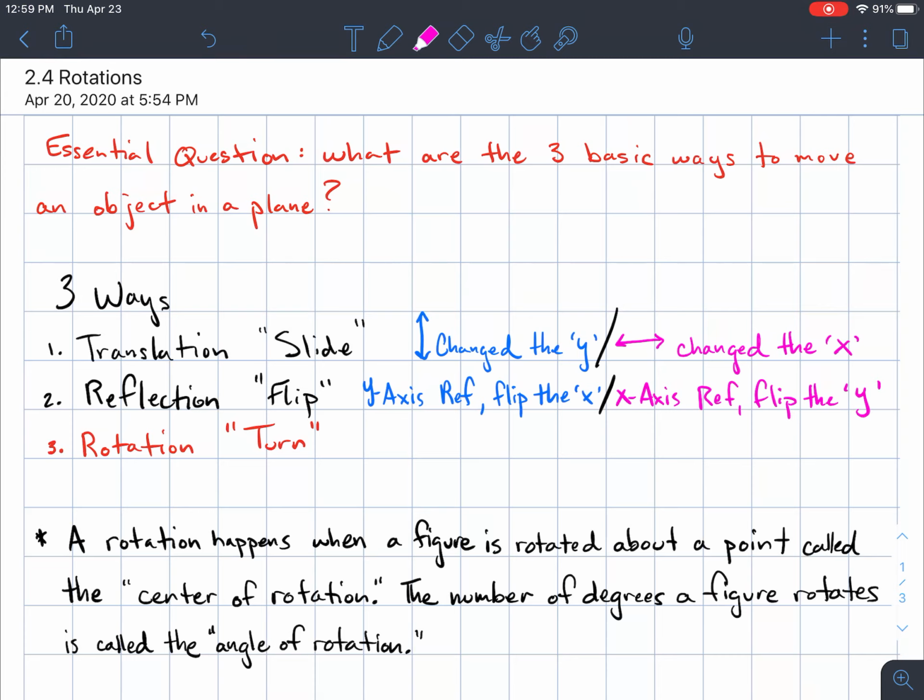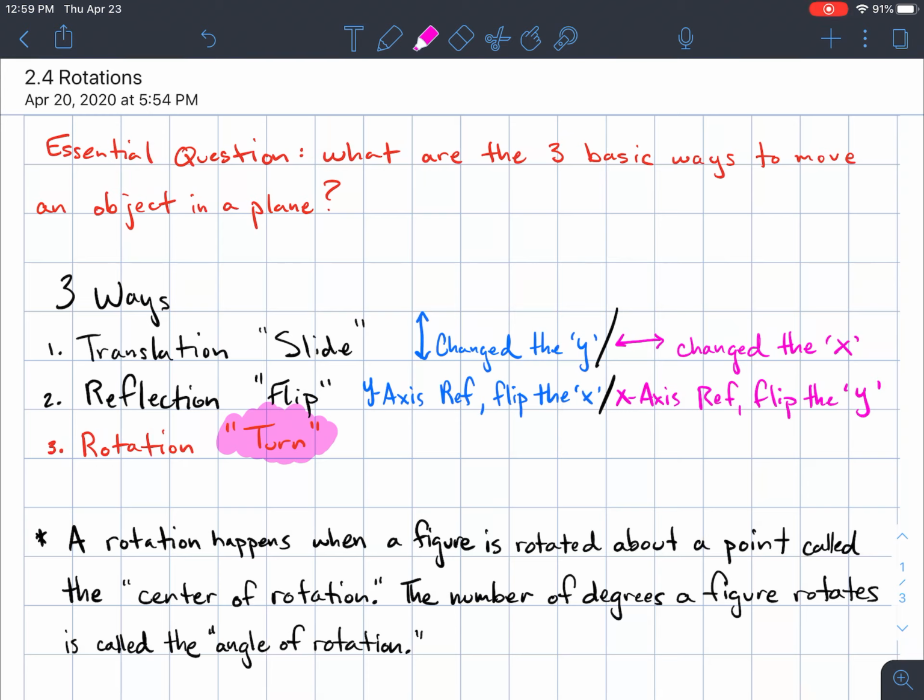Reflection. So that was the mirror image example. The key word was flip. That means you're flipping the opposite coordinate to either a negative or a positive version of itself, depending on which axis you're performing the reflection over. So for example, if I'm reflecting over the y-axis, then I flip the x to its opposite number. If I'm reflecting over the x-axis, then I'm going to want to flip the y coordinate to its opposite number. And rotation, the word of the day, is going to be turn.